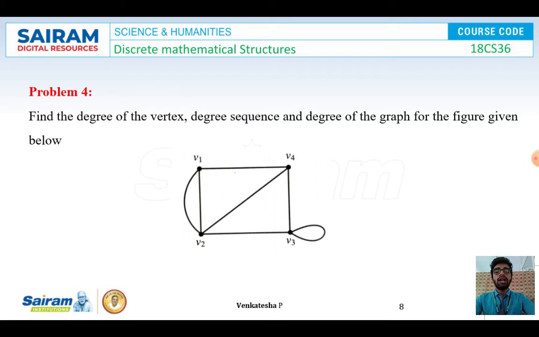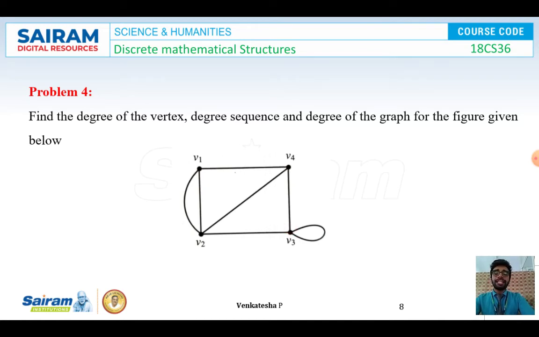For example, at the vertex v1, 3 edges are connected here, so the degree of v1 is equal to 3. And at vertex v2, we have 4 edges, so the degree of v2 is equal to 4. At vertex v4, we have 3 edges, so the degree of v4 is equal to 3 here. But in the case of v3, there is a loop, so while counting the degree of the vertex, this loop has to be counted twice. So therefore, the degree of v3 also is equal to 4 here.